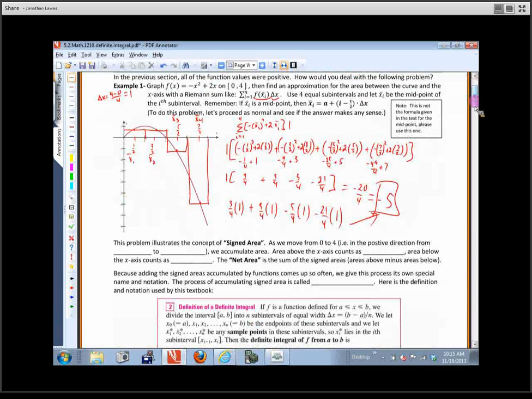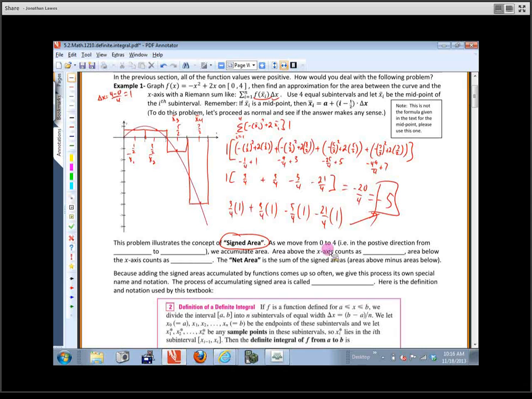We want to think about it this way. We're going to introduce a little bit of vocabulary. So this problem illustrates the idea of signed area. No, this area right here is not negative 21/4. When you take that height, which is negative 21/4, and multiply it by the width, the area is not negative 21/4. But that negative 21/4 does represent something, and we'll call that the signed area, which in this case happens to be negative.